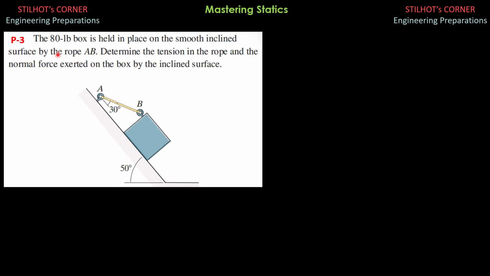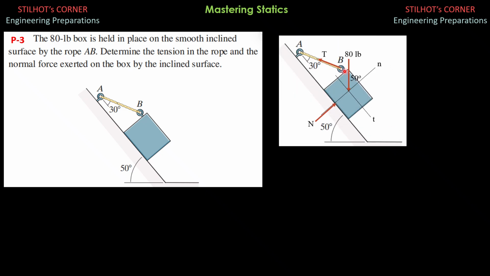So for the next problem, the 80-pound box is held in place on the smooth inclined surface by the rope AB. Determine the tension in the rope and the normal force exerted on the box by the inclined surface. So let's draw the free body diagram. Let's denote the tension here as T. Remember the surface is smooth, so the reaction should be perpendicular to that inclined surface, and that normal reaction and the vertical form the same angle of 50 degrees from each other. So this is the free body diagram.